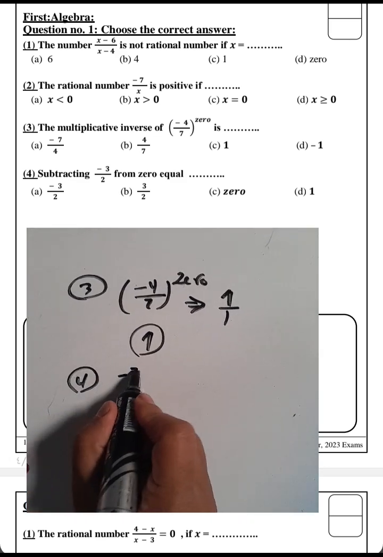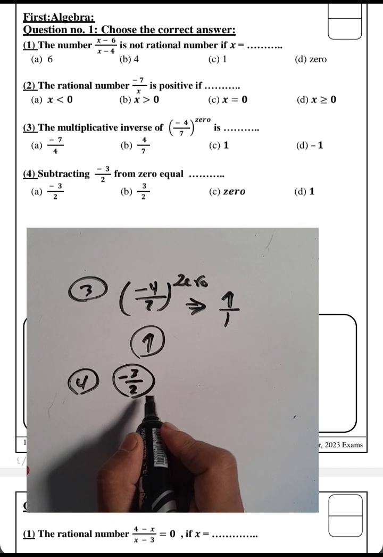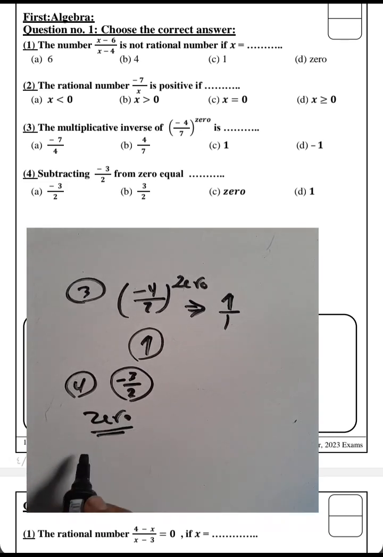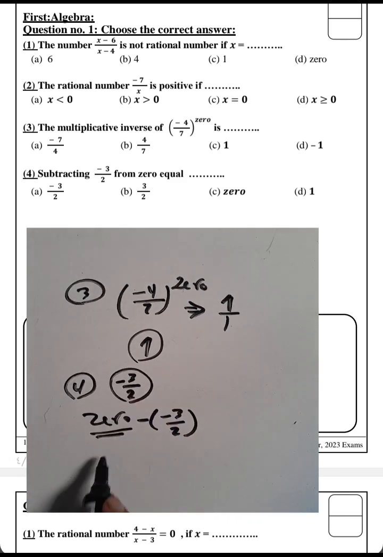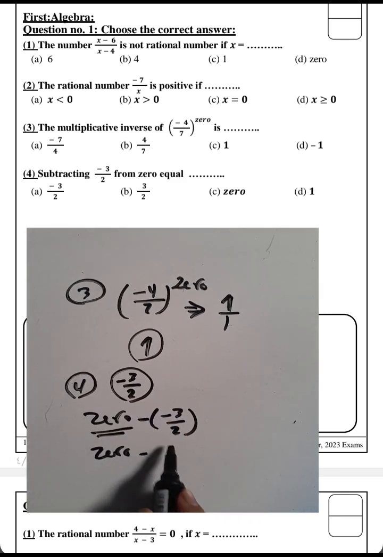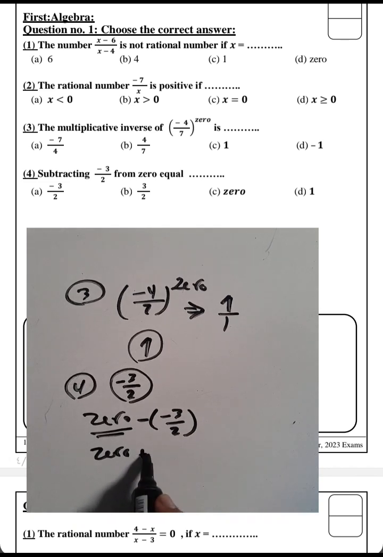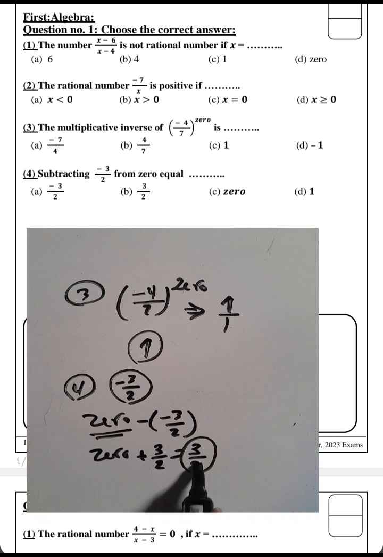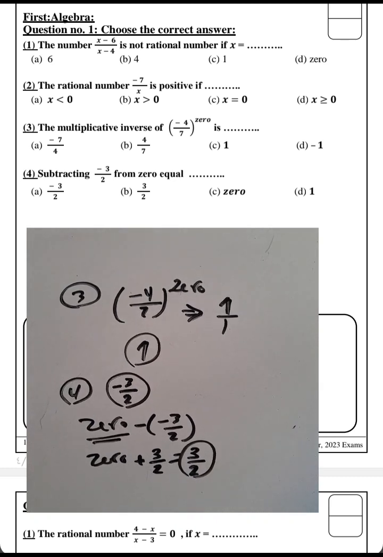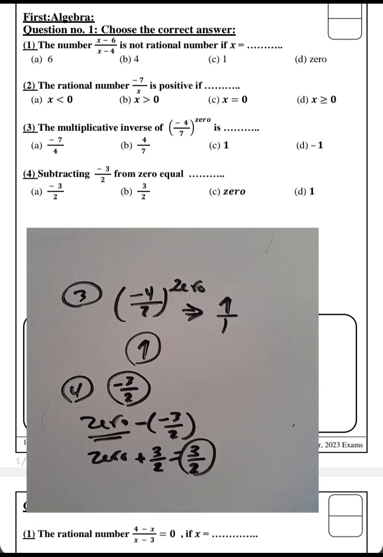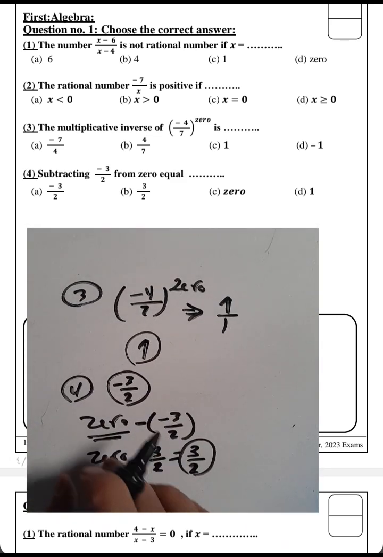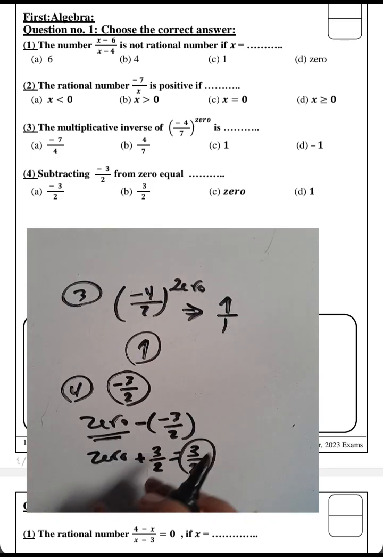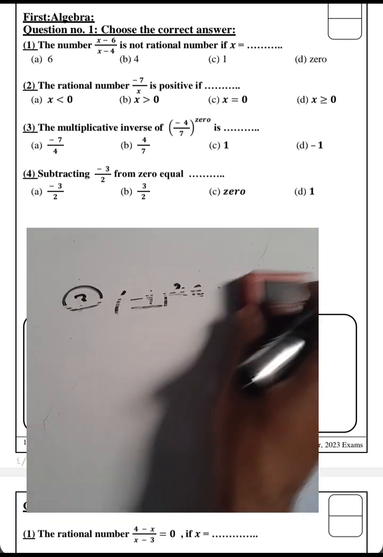Question number 4. Subtracting negative 3 over 2 from 0. We can write 0 first, it's the minuend, okay? And subtract negative 3 over 2. Negative times negative equals positive. Then 0 plus 3 over 2. The result will be 3 over 2. Because we are subtracting negative 3 over 2 from 0, 0 is first, negative times negative equals positive, and the result will be 3 over 2.